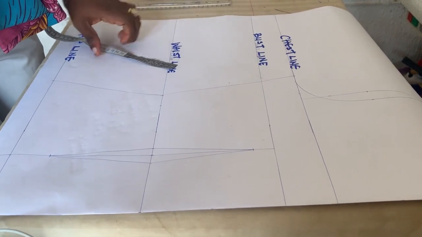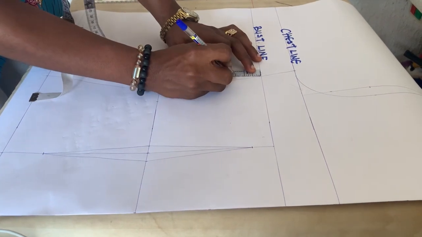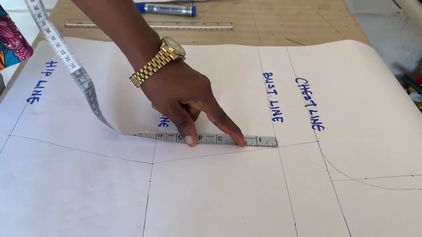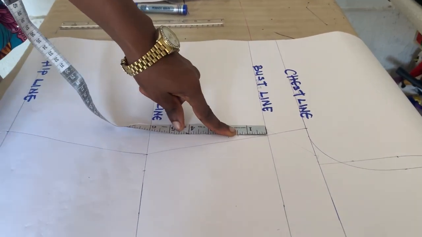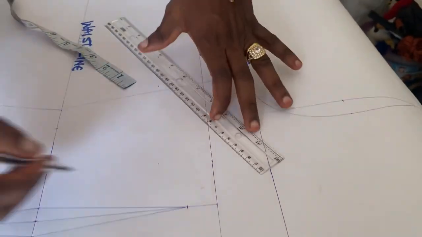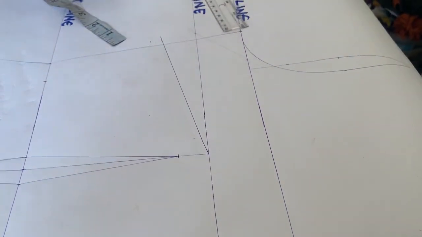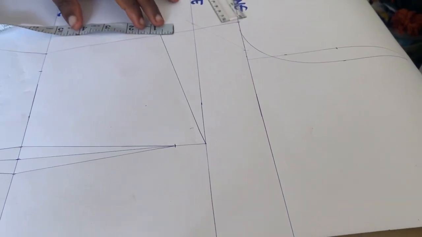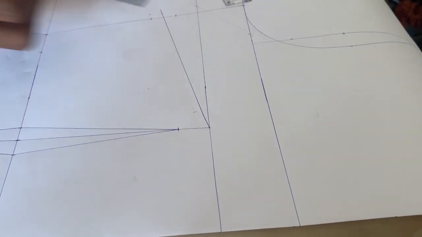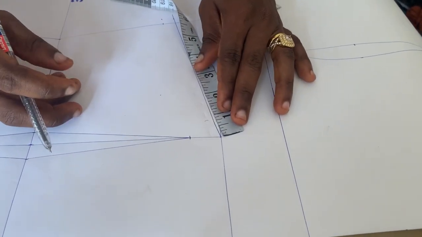So now for my bust dart, I'm going to be coming down by 1.5 inches. On this 1.5 inches mark, I'm going to be connecting that line to my bust point. Once I'm done with that, I'm going to be deducting half of an inch from both sides, and connecting that to my bust point.